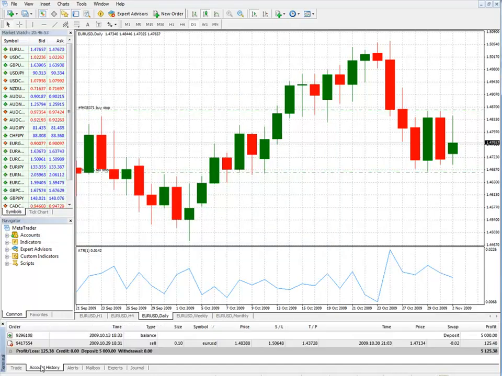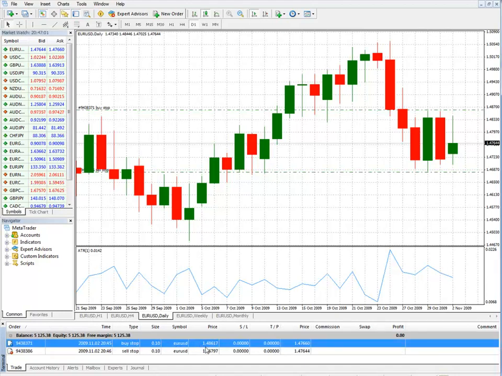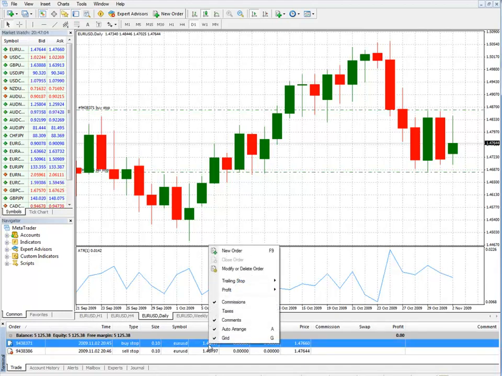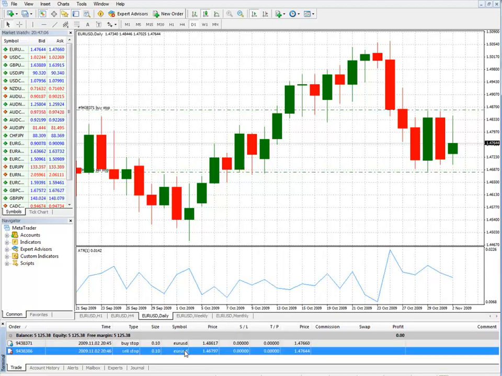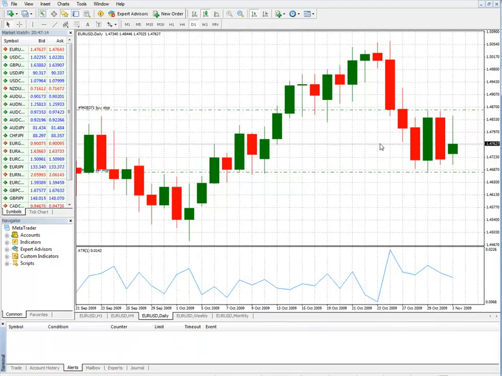Not sure if they'll let us go through here, because I'd like to label the buy stop. Okay, no, that's fine. There we are. We've got both trades in place. You've got a sell stop here, buy stop there.